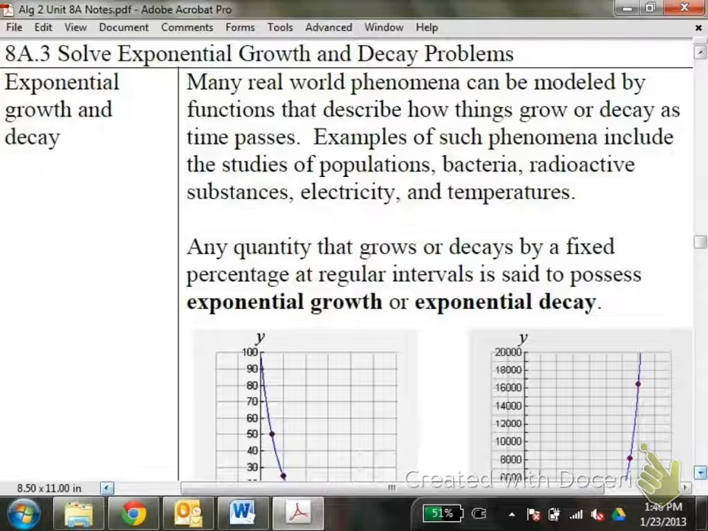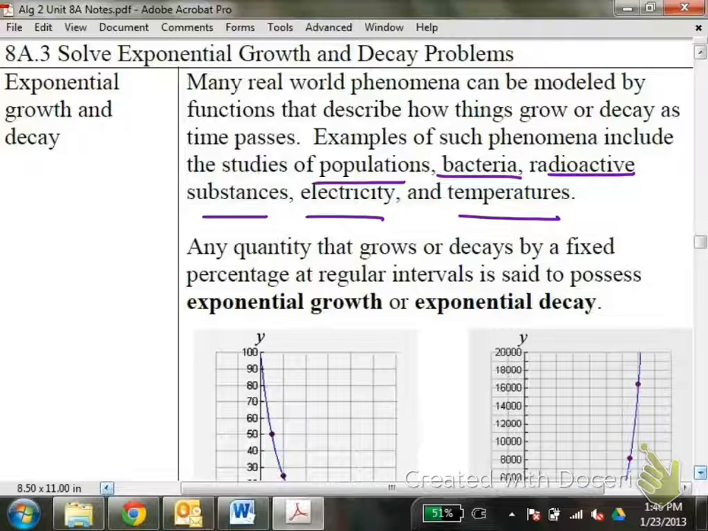So, many real-world phenomena can be modeled by functions that describe how things grow or decay as time passes. Examples of such phenomena include the studies of populations, bacteria, radioactive substances, electricity, and temperatures. So scientists use this, anthropologists and sociologists use this to study population. Biologists use this to study the growth of population in animals and plants, and with chemicals and stuff.